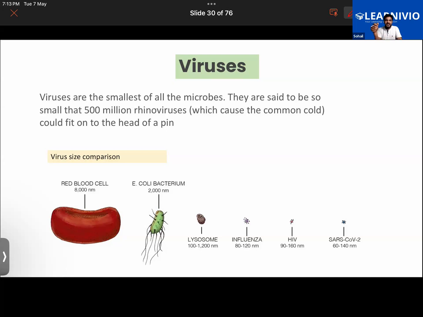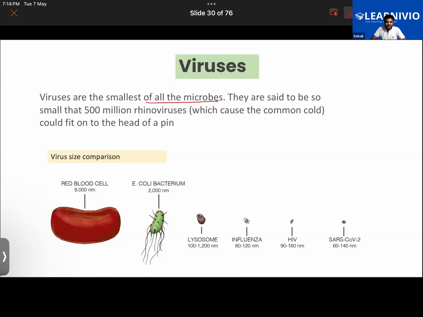But once it gets inside the cell of its host organism, that can be an animal, a plant, or a bacterial cell, so once it enters the human cell or plant cell or the cell of a bacteria, then it will start to develop, show some movement, and start to multiply and reproduce. So viruses are the smallest of all the microbes.